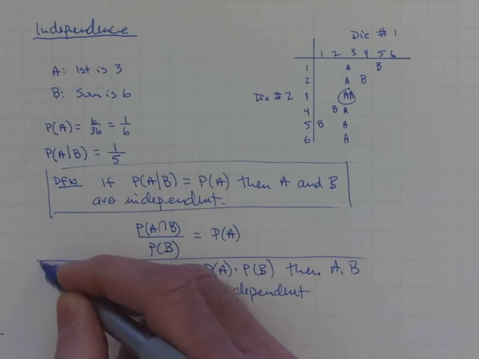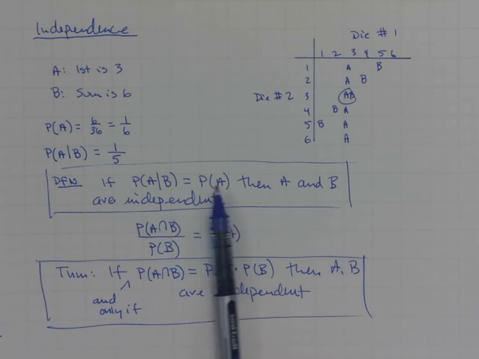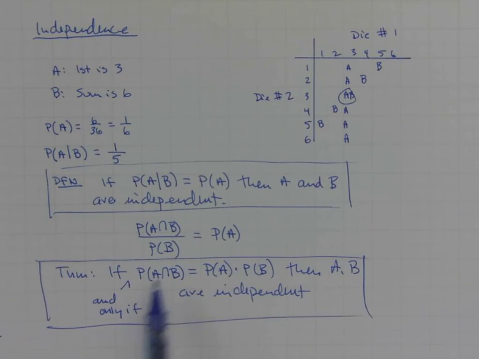So we have two separate ways of checking for whether two events are independent. We can find the unconditional probability of one of them and compare it to the conditional probability of one given the other. If those numbers are equal, the events are independent. If not, the events are dependent. Or we can calculate the two separate probabilities and the probability of the intersection, and if this condition is satisfied, then the events are independent. Otherwise, they are not.